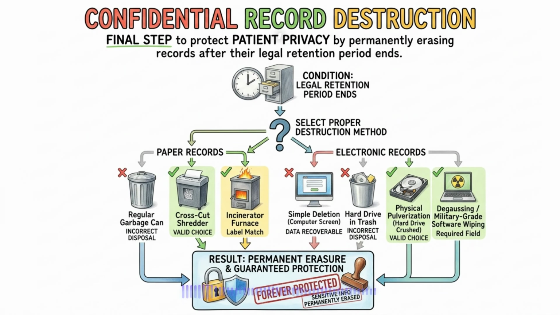Finally, destroying confidential records appropriately is the absolute last step in protecting patient privacy when a record reaches the end of its legal retention period. It cannot simply be thrown in the regular garbage. Paper records must be completely destroyed using cross-cut shredders or professional incinerators, while electronic hard drives must be physically pulverized or wiped using military-grade software to ensure the data can never be recovered. Proper destruction guarantees that the patient's sensitive information is permanently erased and protected forever.